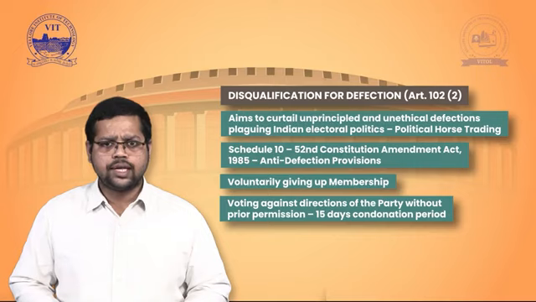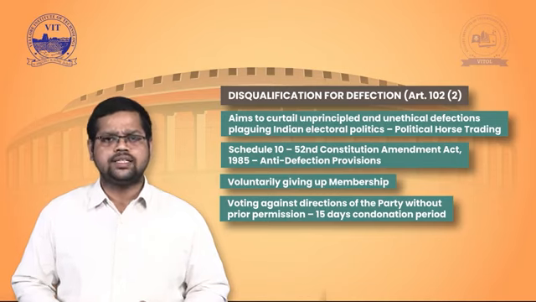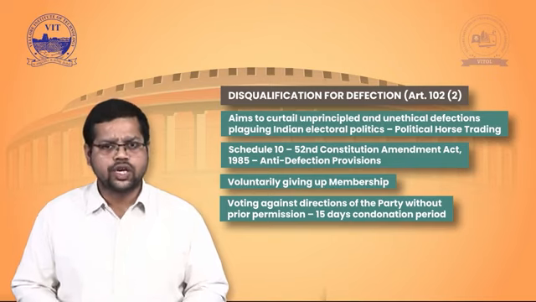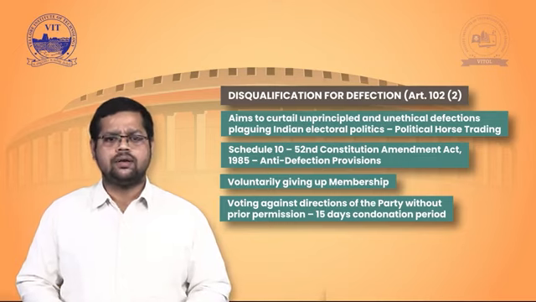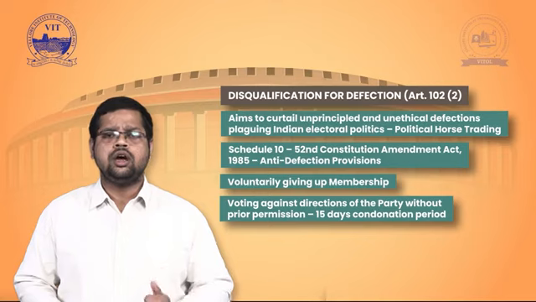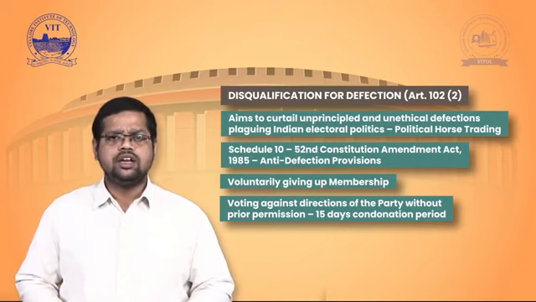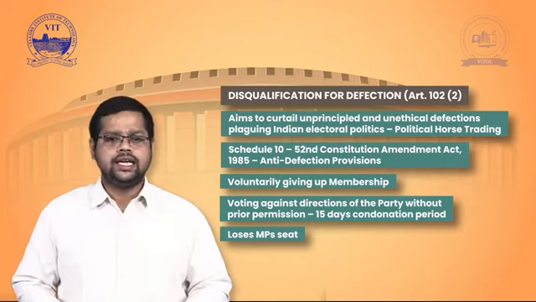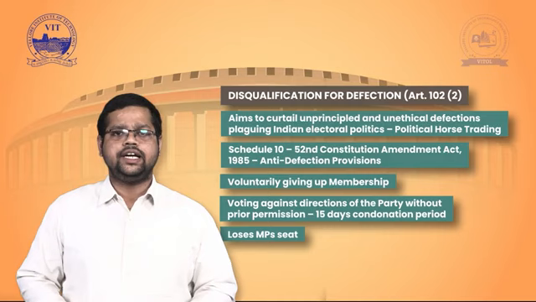The only exception is in respect of condonation. So even in the absence of getting prior consent, after voting against the directions of the party, if the party in question pardons your action, then you are saved from anti-defection law. In all other cases wherein you give up the membership of your political party or you vote against the directions of your party, you will lose your seat as a member of parliament in accordance with anti-defection law.